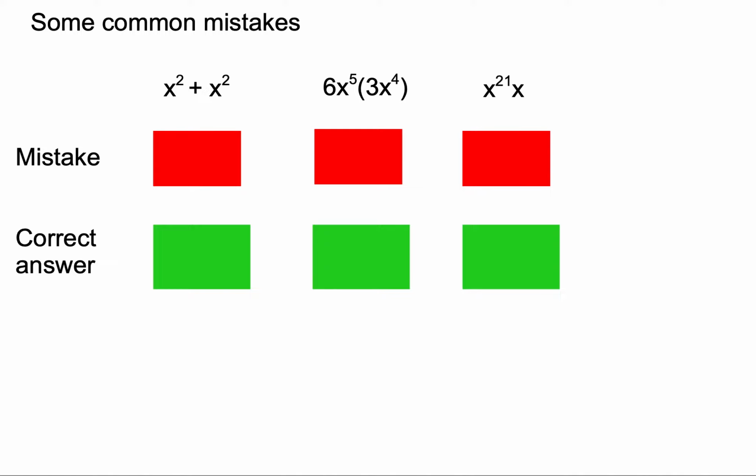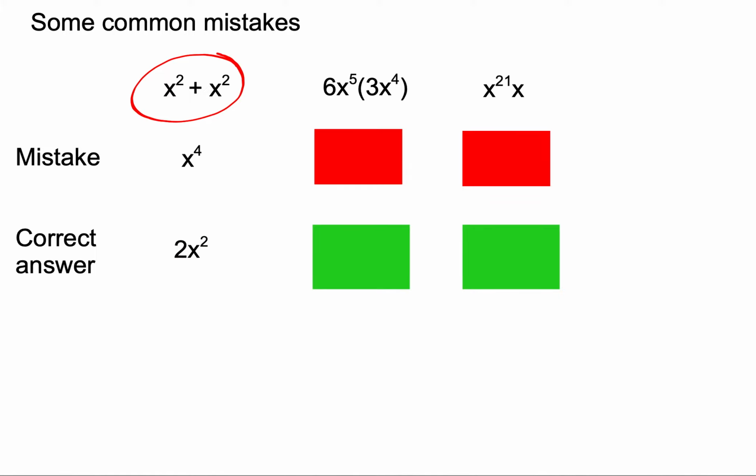Okay, some common mistakes to be careful about. x squared plus x squared. The mistake is for someone to answer x to the 4th. What actually takes place here, these are like terms. You're going to add like terms and you just get 2x squared.